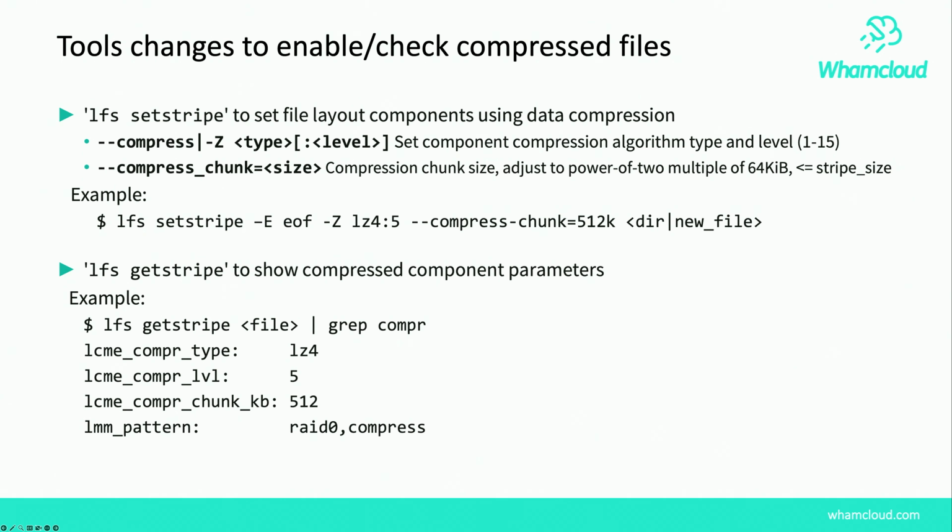So part of this is updating the tools. The two major tools that we've had to update here are, of course, LFS get stripe and LFS set stripe. This allows you to set the compression type as well as the level and the chunk size that you find most optimal for your particular workload or file system. LFS get stripe, of course, is there and provides the new compression information to let you know exactly what the layout of the file looks like.